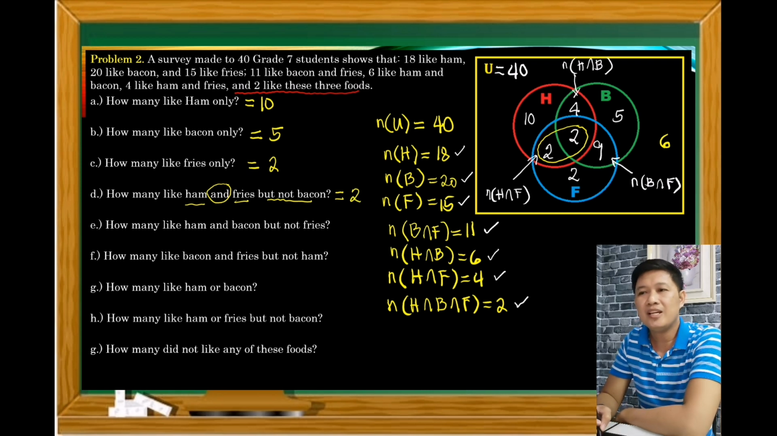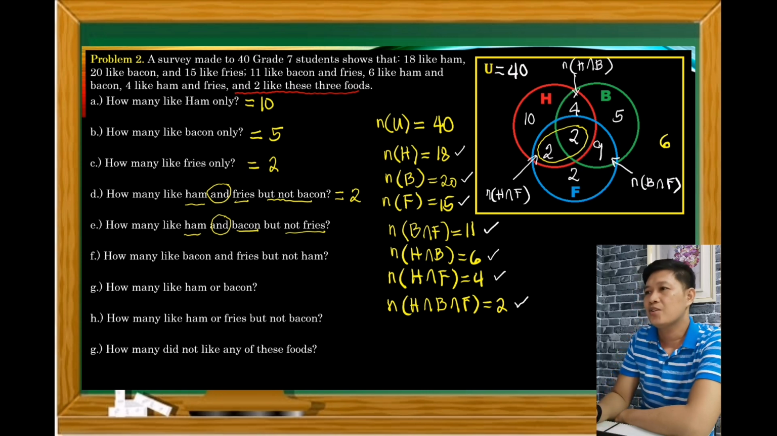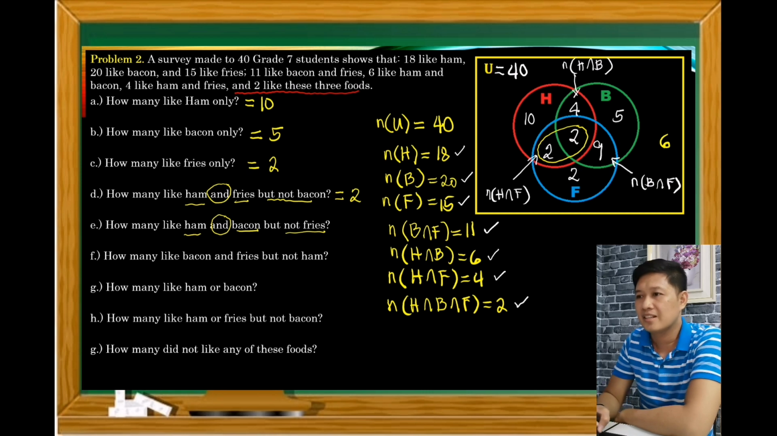Letter E. How many like ham and bacon? Again, intersection pa din, but not fries. Okay. So, ham and bacon, but not fries. That is 4. Correct. How many like bacon and fries, but not ham? Okay. Bacon ang gusto, at the same time fries, pero hindi kasama si ham. Right, so that is 9.